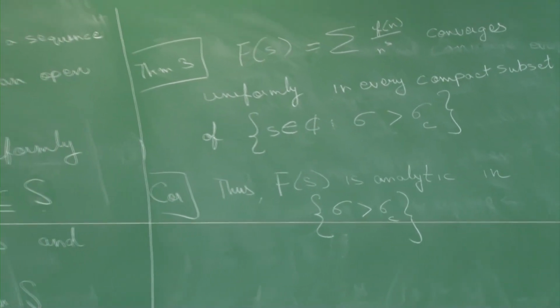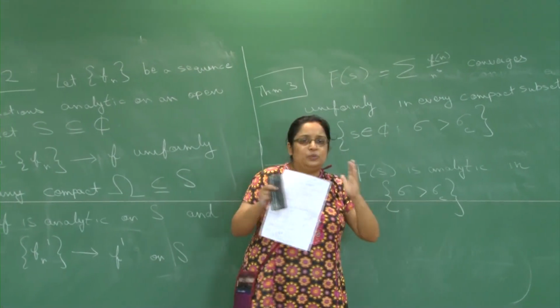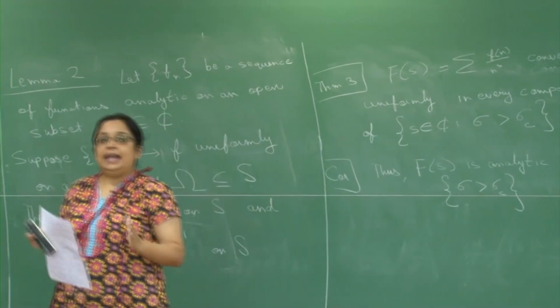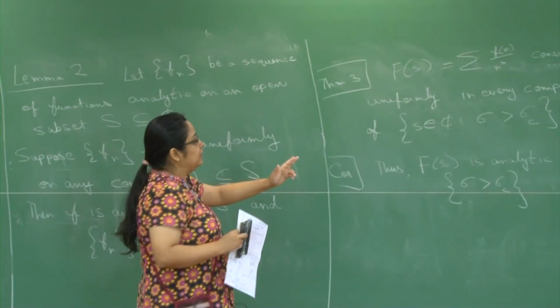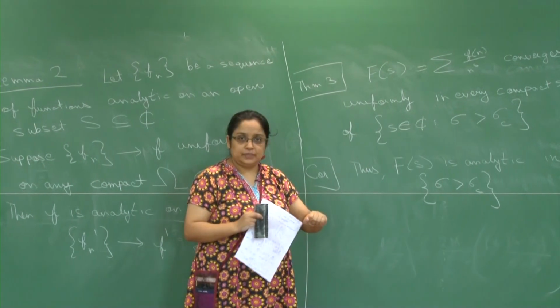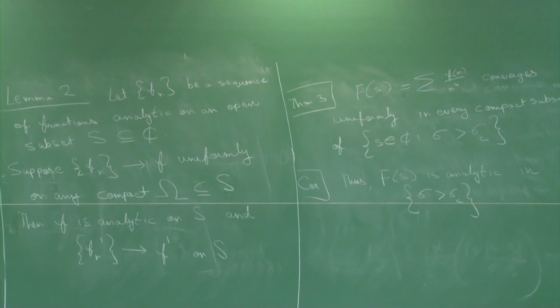Now, if you want to prove something in every compact subset, without loss of generality, it is sufficient to prove this theorem in every compact rectangle in this region. Okay. So here's what we do.